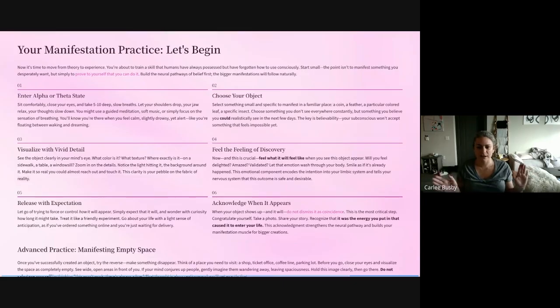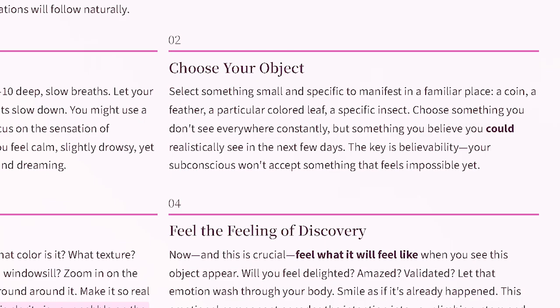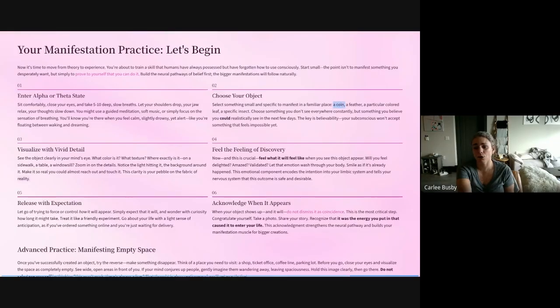So we're not starting with anything crazy. We're all going to start super small to manifest something you want, but something small. You can choose anything, but over here on 2, choose your object. Select something small and specific in a familiar place. So like a coin or maybe a feather or a certain color leaf in a particular place. Maybe an insect, maybe like I want to see a cockroach or a spider or, I don't know, something that you think is possible for you to see, but that you don't necessarily see every day, everywhere, right?